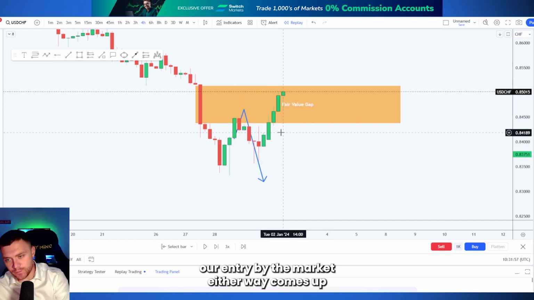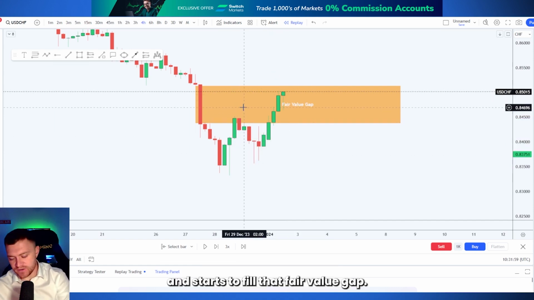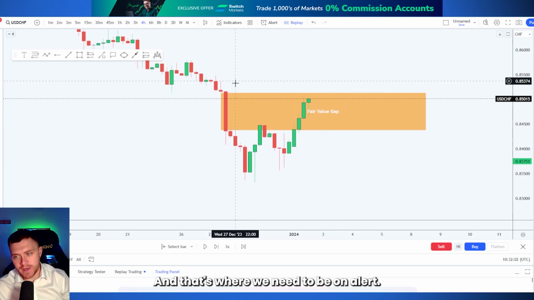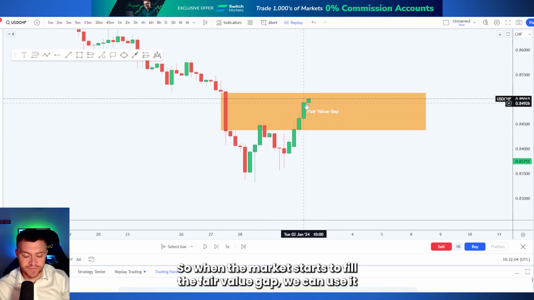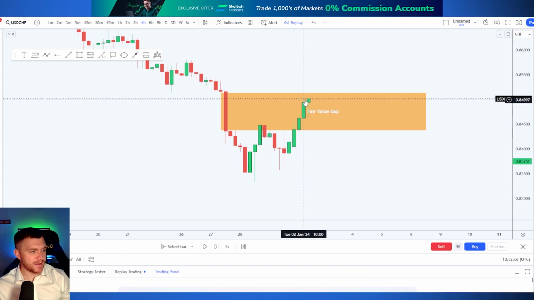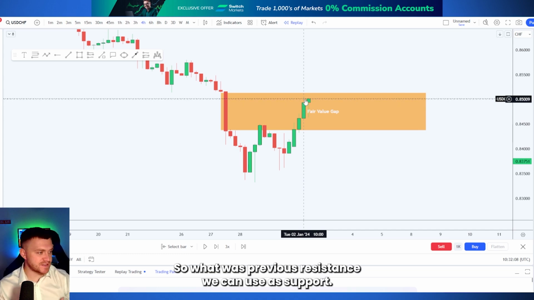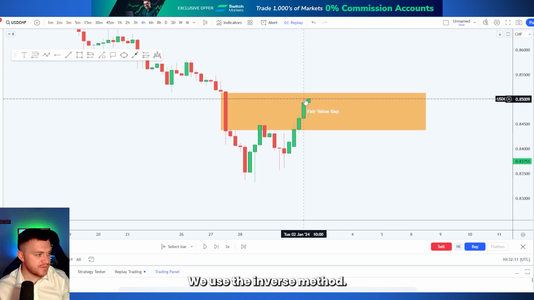But the market either way comes up and starts to fill that fair value gap. And that's when we need to be on alert. When the market starts to fill the fair value gap, we can use it as the opposite. So what was previous resistance, we can use as support. We use the inverse method.